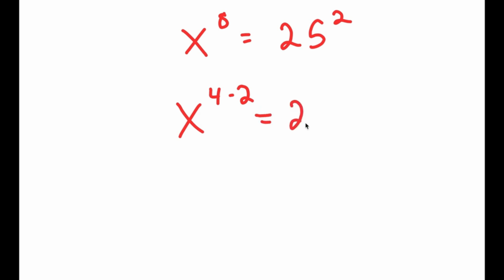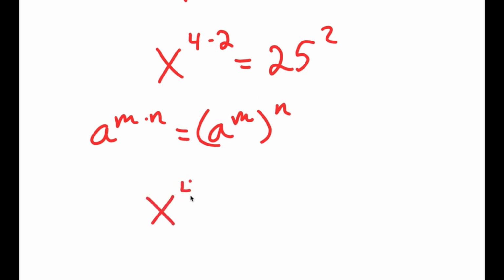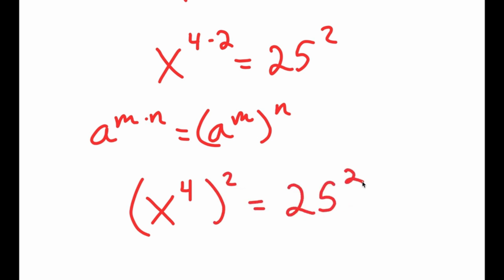Alright, so in this video, I'm going to solve the equation x to the power of 8 is equal to 25 squared. To solve this, I'm going to first rewrite this as x to the power of 4 times 2 is equal to 25 squared. And if I have something in the form a to the power of m times n, this is equal to a to the power of m to the power of n. So x to the power of 4 times 2 is equal to x to the power of 4 to the power of 2, and this is equal to 25 squared.